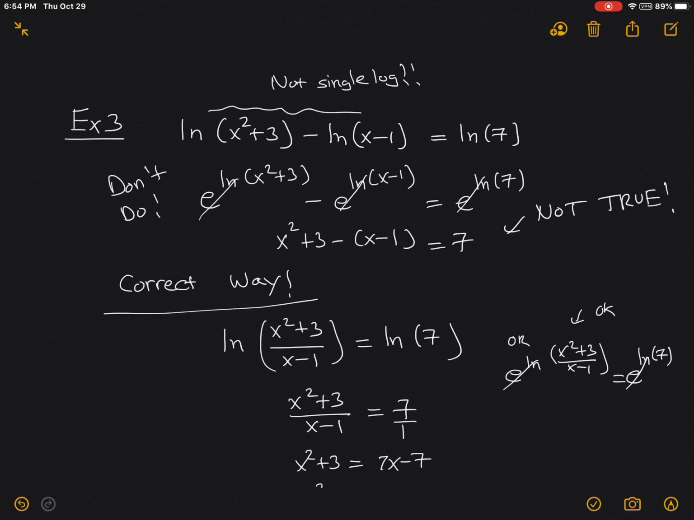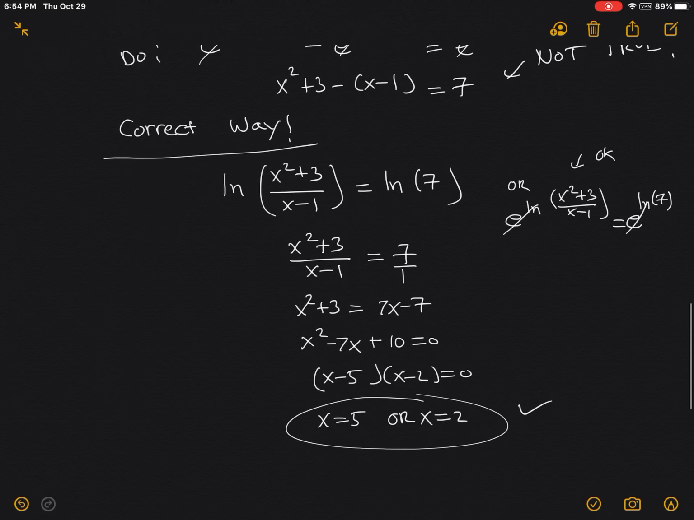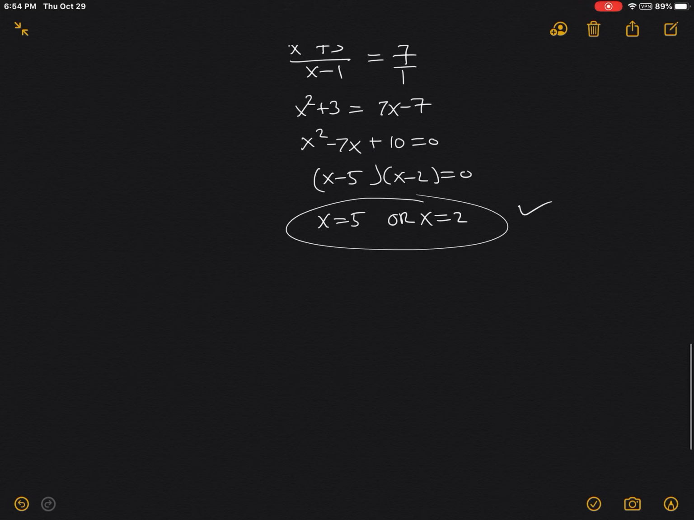Okay, so just be aware, please don't do this, okay? Condense it and then use the one-to-one property. The only time you can exponentiate is, notice I have a single log and a single log or a constant term, then you can use the inverse property, okay? So you can't just do it right from the beginning. So please pay close attention to the details. Okay, moving on.